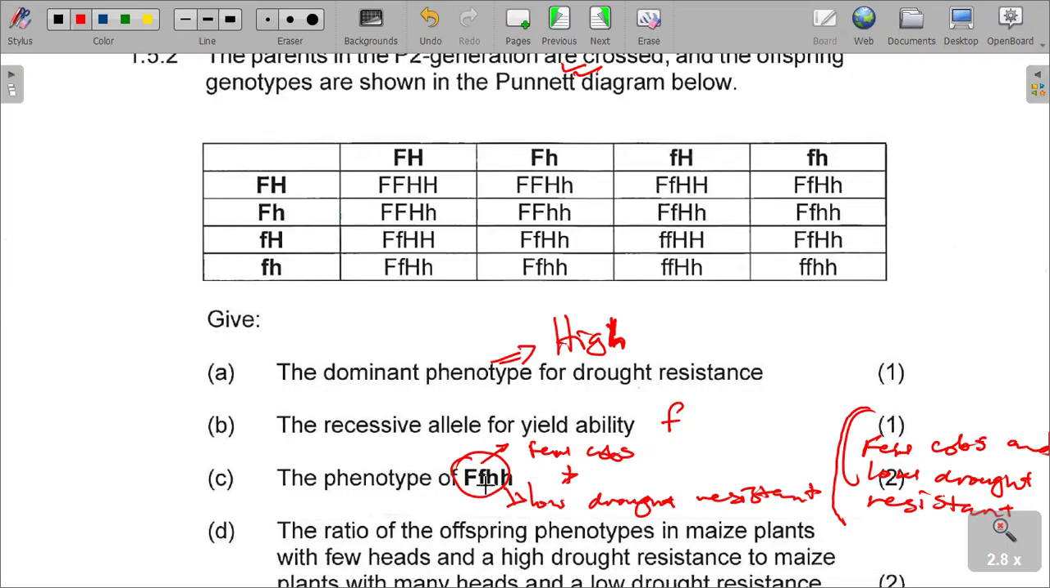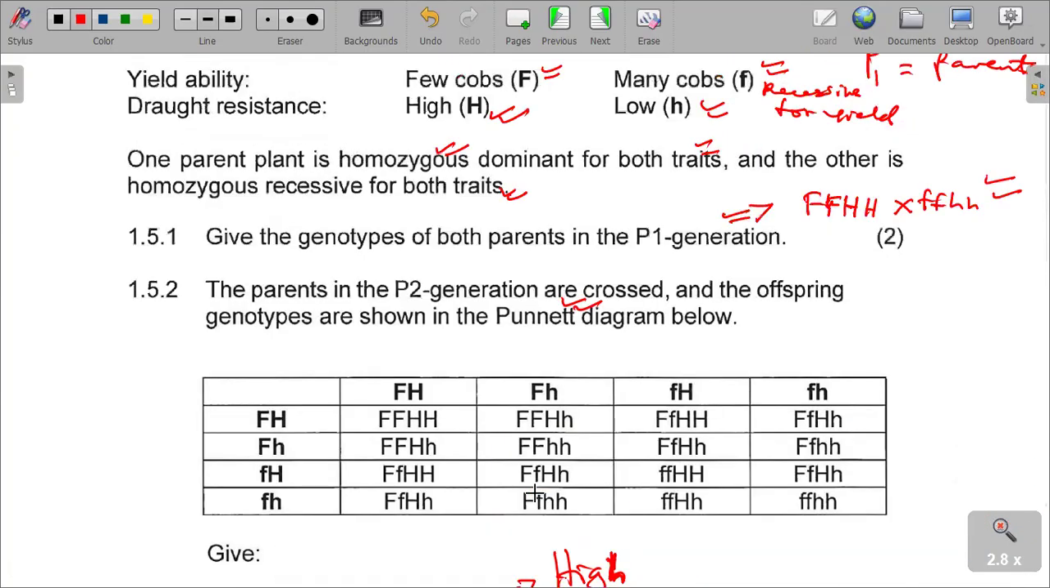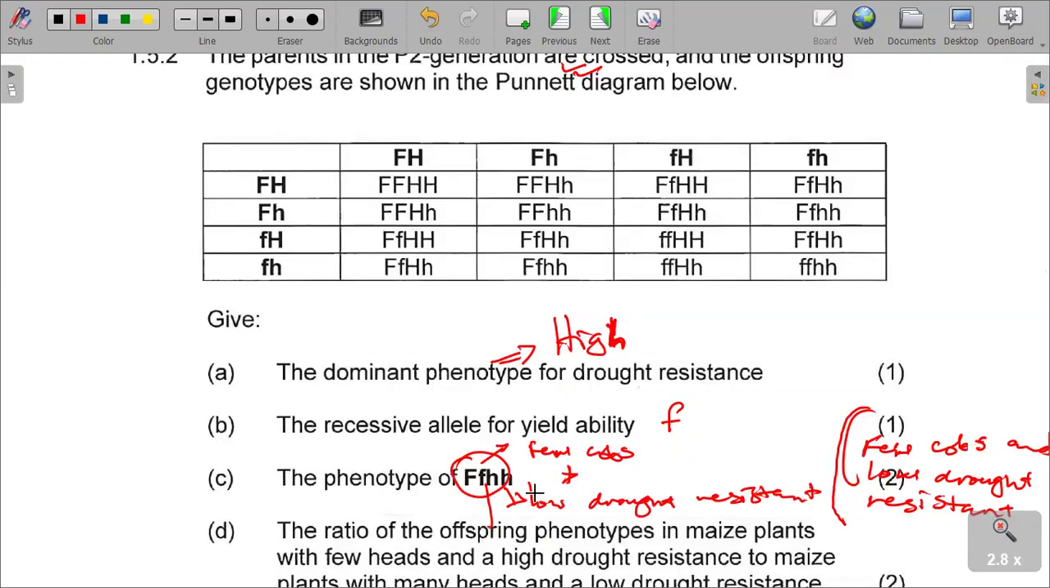So please, you should know that you interpret each of the characteristics on their own. We can't just take it like that. Heterozygous F is representing few copes, and then homozygous h is representing low drought resistant, which are given even on our key above.